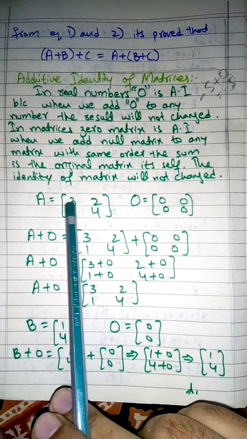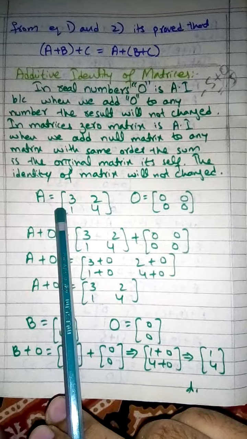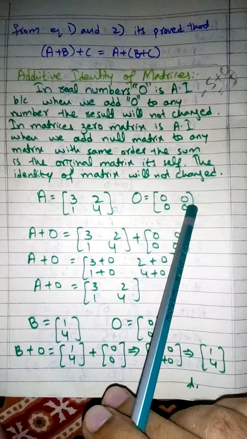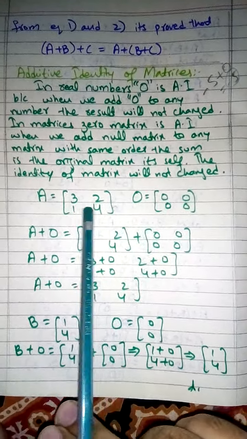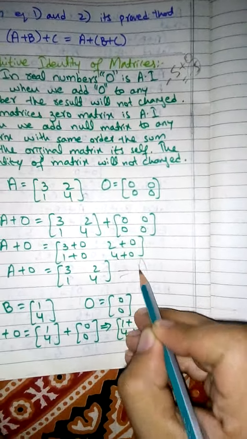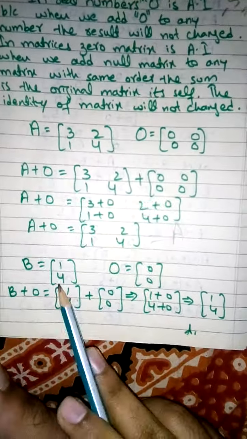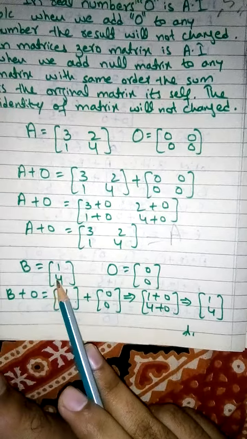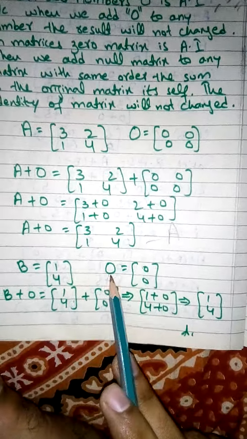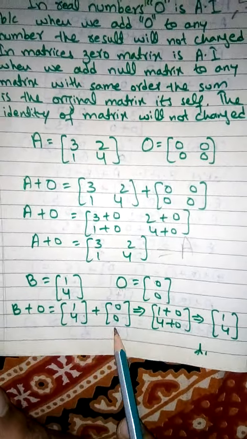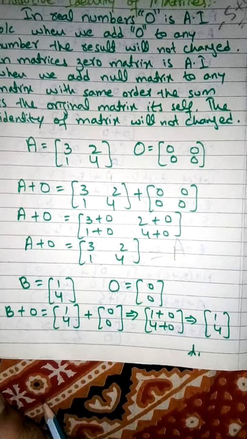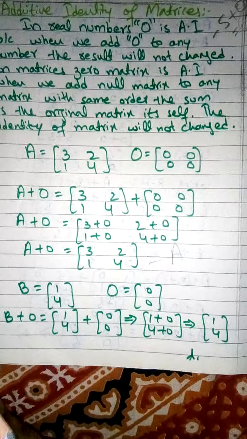For example, if you look here, we have matrix A of order 2 by 2, and we have a null matrix of the same order. If we add both matrices, we get the original matrix A, and this is equal to A. And here we have matrix B of order 2 by 1, and the null matrix is also of order 2 by 1. If we add these two matrices, the sum is 1, 4, which is equal to B. So B plus 0 is B.